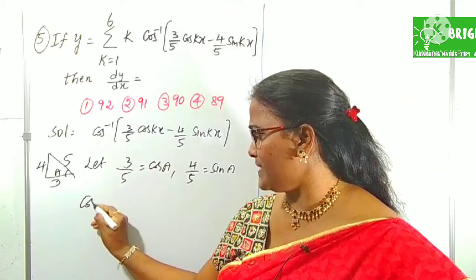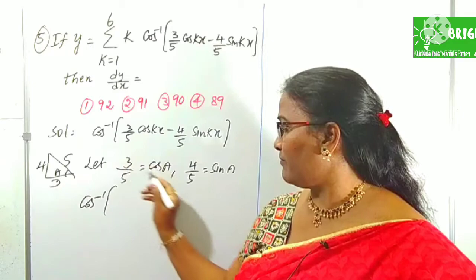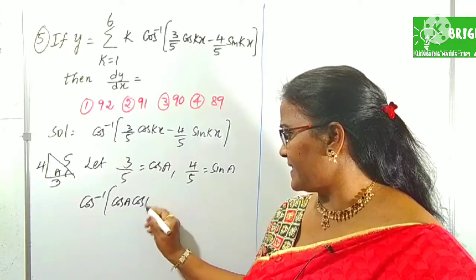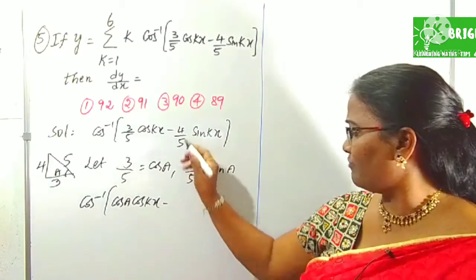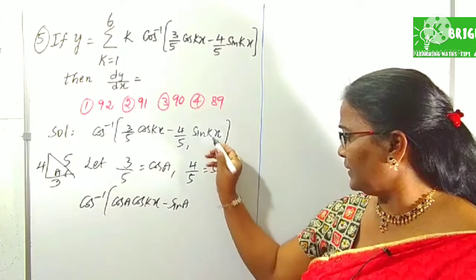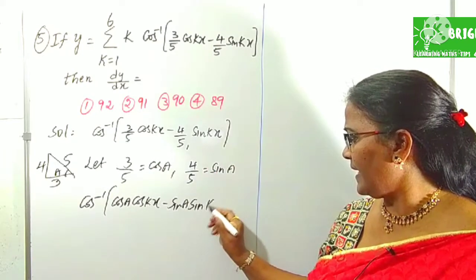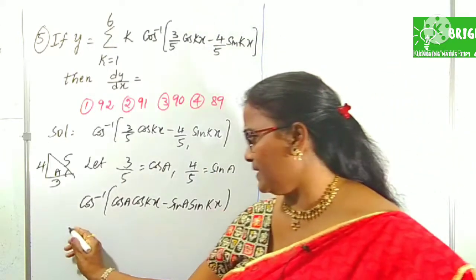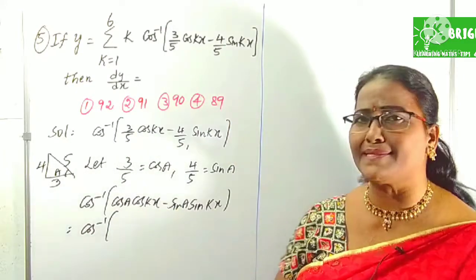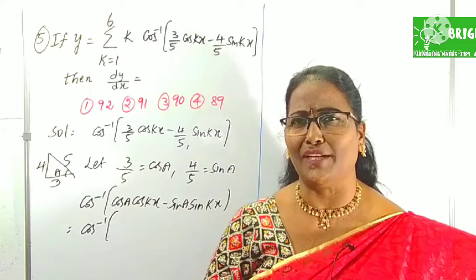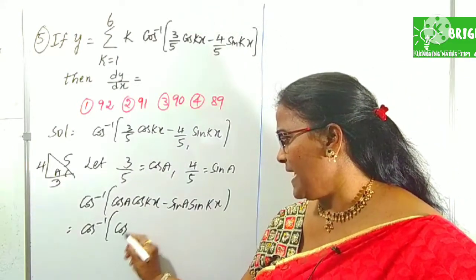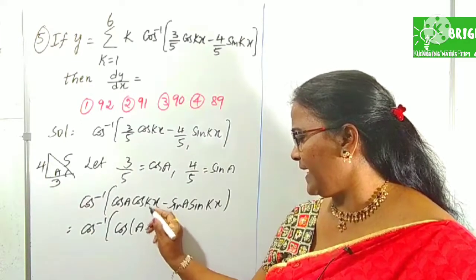Therefore, this becomes cos inverse of (3 by 5 is cos a with cos kx, right? Minus 4 by 5 we can take as sin a with sin kx, right?) Now this is clearly in the form of cos a cos b minus sin a sin b. What is that, guys? You know very well, it is cos of a plus b. That is cos of a plus kx, in place of b, kx is there.